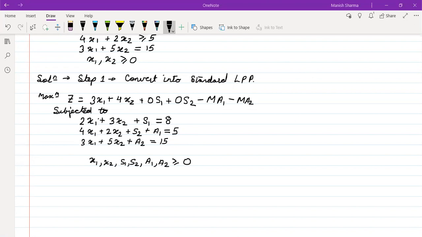Any other doubts? No, sir. That M, sir, is it also an imaginary variable only? Yeah, it's also an imaginary variable, since it is not included in the non-negativity constraints. M is not a variable. M is a constant. We are assuming it to be an infinite value. M is a penalty. Okay, M is not a variable.